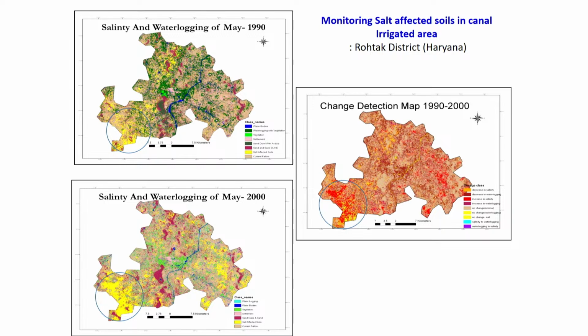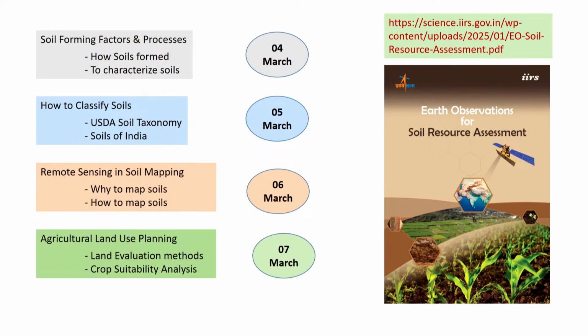But I have not discussed mapping of soils up to 2 meter depth, which we call normal soils or conventional soil mapping. So conventional soil mapping I will discuss in detail on 6th March, that is why to map soils and how to map soils.